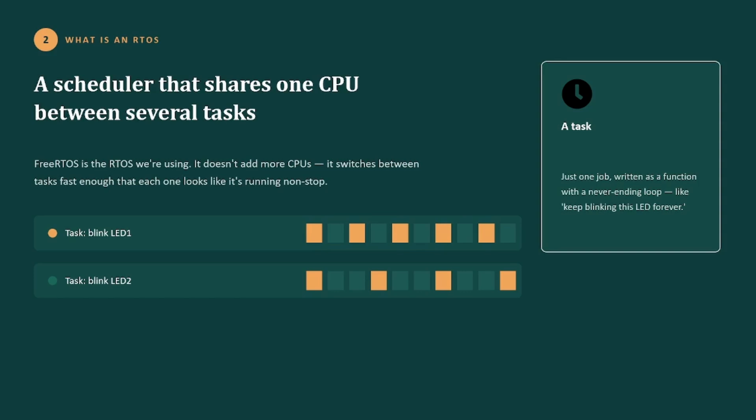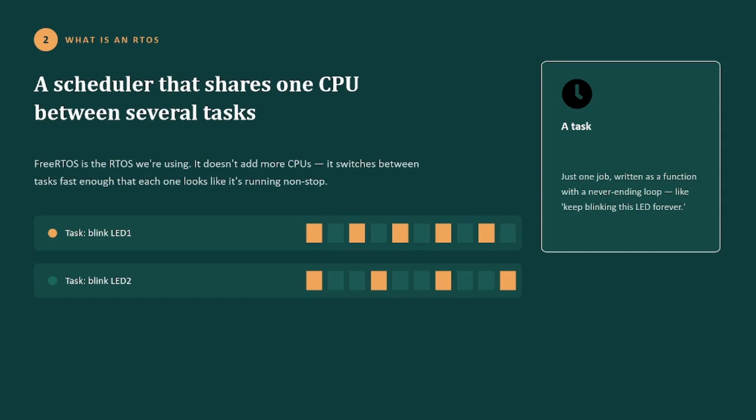It is a scheduler that shares one CPU between several tasks. A task you can consider as one job written as a function, right? With a never-ending loop, like keep blinking this LED forever. So let us say blinking LED 1 is one task, and in the same way blinking LED 2 is another task. FreeRTOS is the RTOS we are using, and it doesn't add any additional CPU. As I told you earlier, it switches between tasks fast enough that each one looks like it's running non-stop.